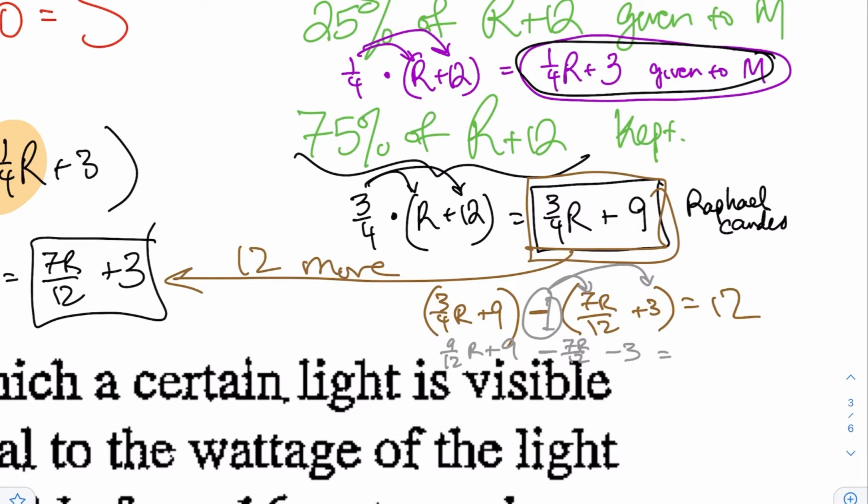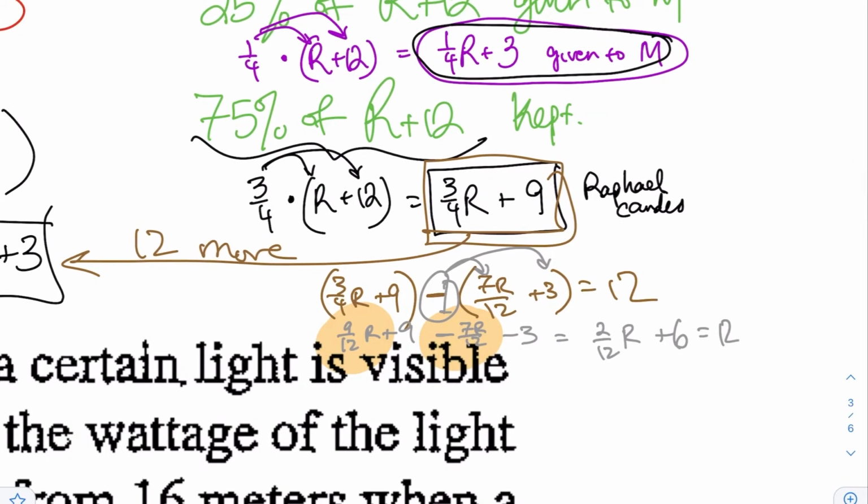Now from here, 9/12 of r and negative 7r over 12 are like terms. So 9/12 minus 7/12 is equal to 2/12 of r. And then you have plus 9 and that minus 3, which is just plus 6, is equal to 12. We can solve this equation. Finally, this is 1/6 of r plus 6 is equal to 12.